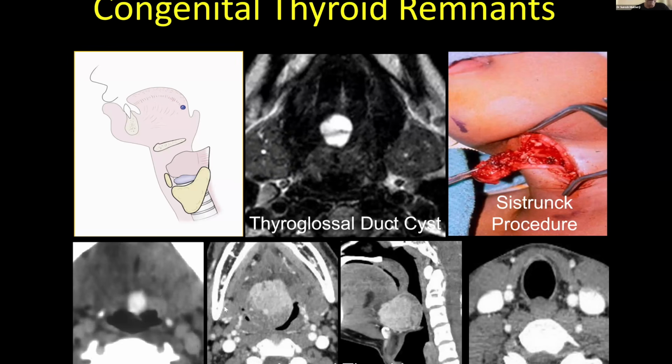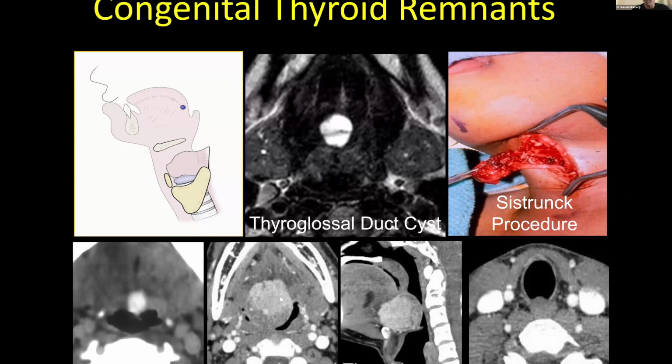Now, on the other hand, if you have solid tissue, then this is what we refer to as a lingual thyroid. So the lingual thyroid and the thyroglossal duct cyst are related. It's just that the thyroglossal duct cyst contains thyroid tissue such that you end up having fluid within it. Whereas if you have something solid, then that's a lingual thyroid.